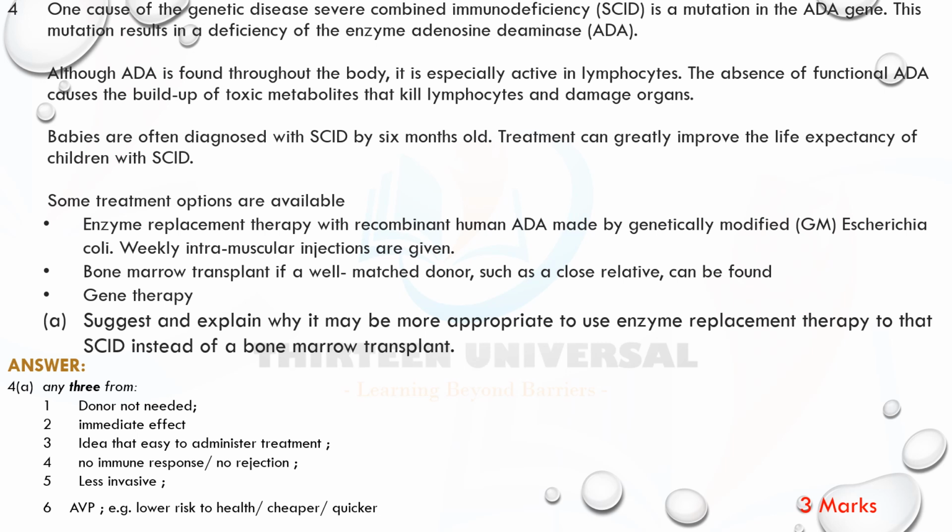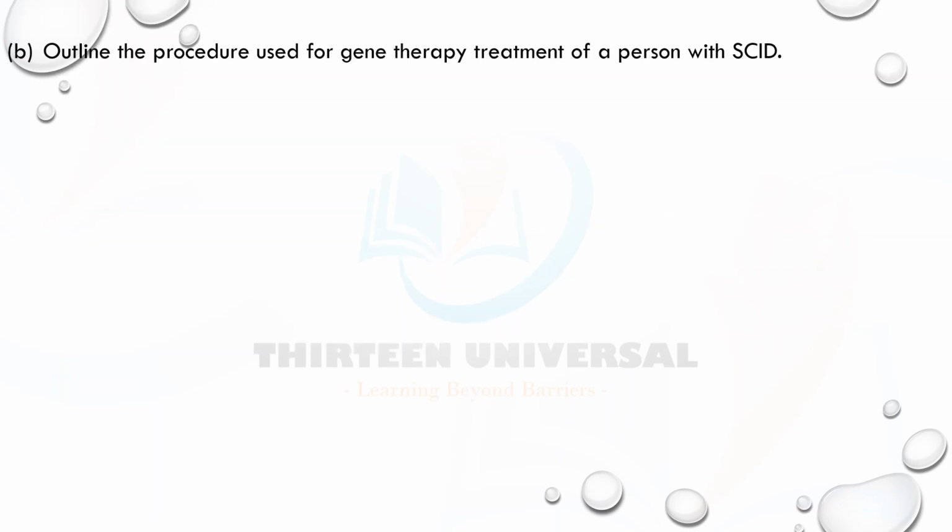That's it, guys. Let's go to the next question quickly. Outline the procedure used for gene therapy treatment of a person with SCID. So for gene therapy with SCID, guys, don't forget that the first thing you do is extract the stem cells. You give the person a drug so that more stem cells are produced, and then you extract the stem cells from the bone marrow, and then, of course, you must have added the normal allele into an adeno-associated virus.